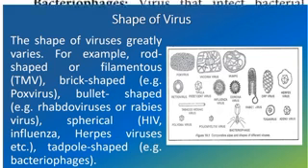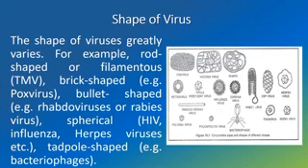The shape of viruses varies greatly. For example, the rod-shaped or filamentous virus. Example: TMV, tobacco mosaic virus. The brick-shaped virus. Example: pox virus. Then the bullet-shaped virus. Example: rhabdovirus or rabies virus. Then spherical or round-shaped. Example: HIV, influenza. And the tadpole-shaped virus. Example: bacteriophage, T4 bacteriophage.